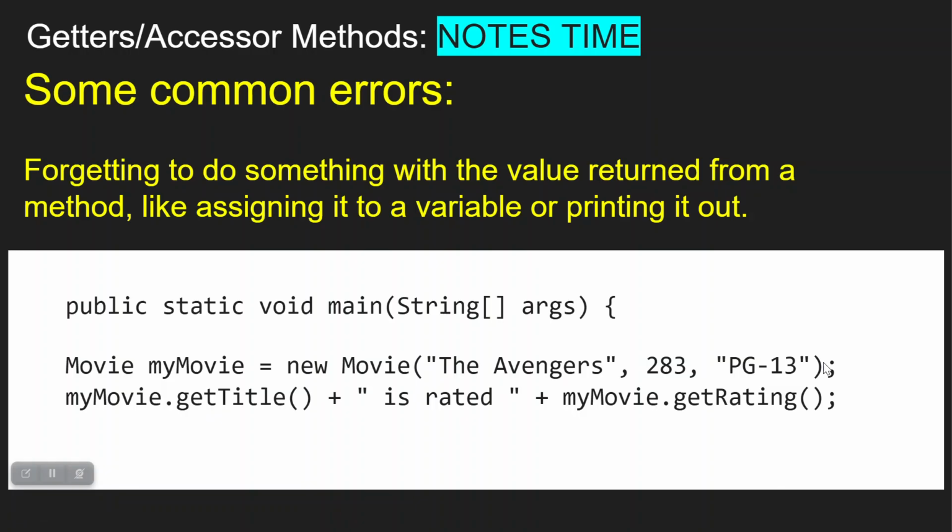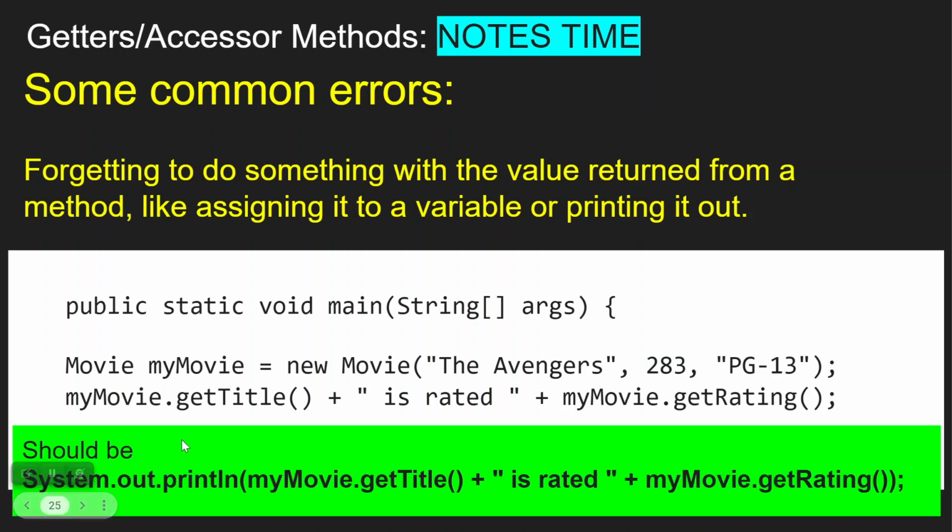So I've seen students do this before, where they create a movie object, or an object of a certain class. And then on the next line, they just try to call the methods, myMovie.getTitle and myMovie.getRating. These are all correct calls to the get methods, but the problem is nothing is being done with the strings that are being returned. So it really should be System.out.println, and then in parentheses, myMovie.getTitle is rated myMovie.getRating. Now it'll actually print, it'll do something.